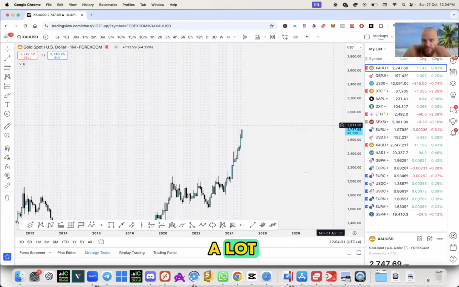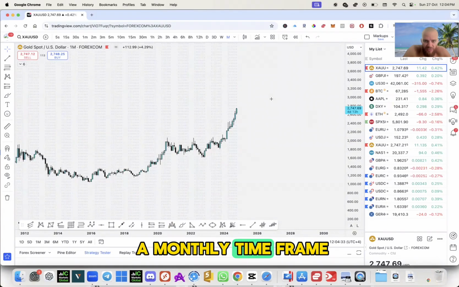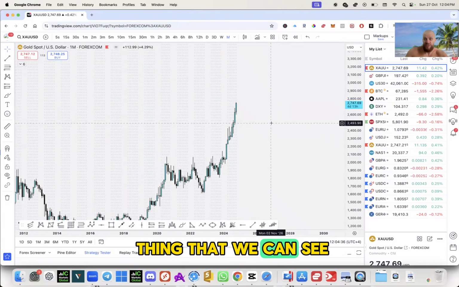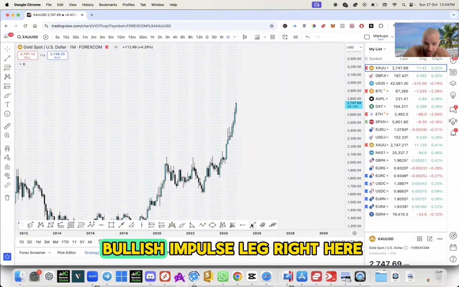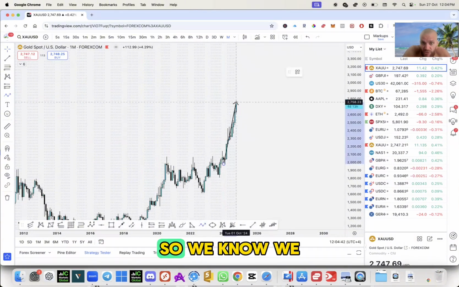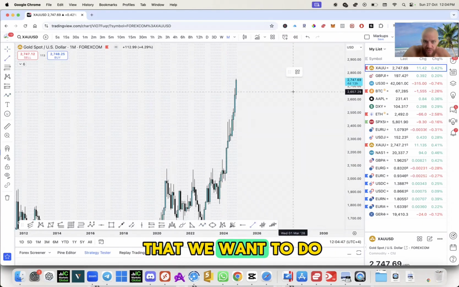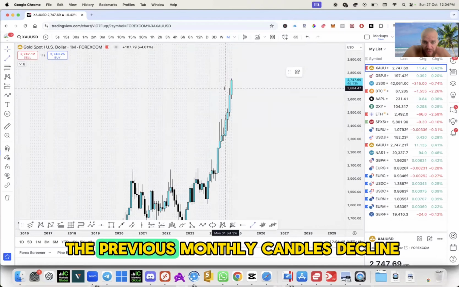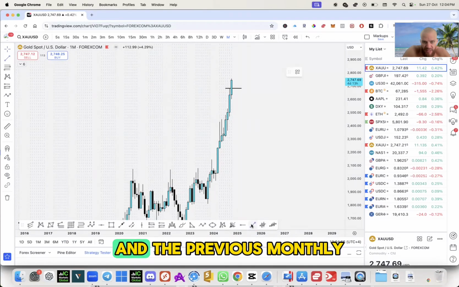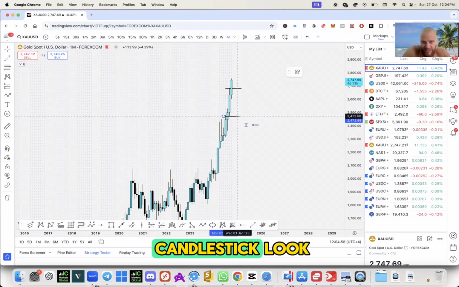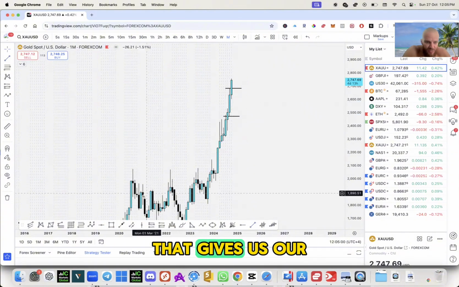Okay, dokie. So we're currently on gold on the monthly time frame. What is the first thing that we can see? Of course, the monthly bullish impulse leg right here. So we know we are bullish on the monthly time frame. What's the second thing that we want to do? We want to mark off the previous monthly candlestick high and the previous monthly candlestick low. That gives us our monthly trading range.